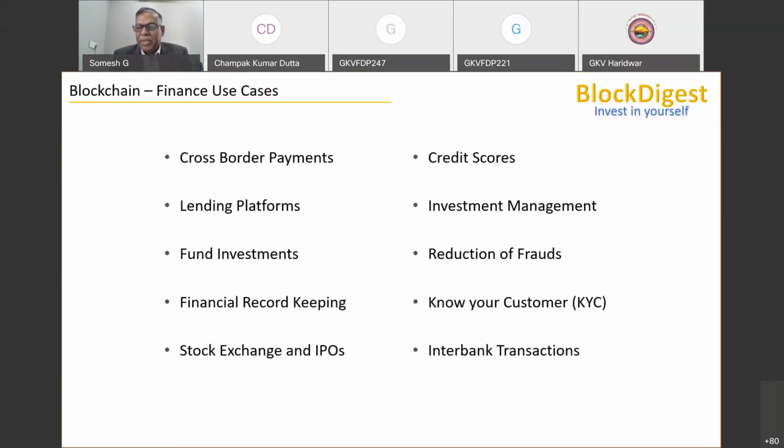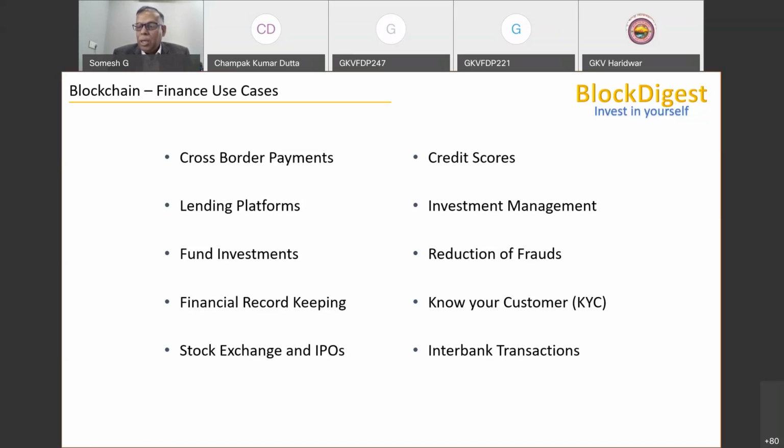You have cross-border payments. That's another big use case, and the Ripple blockchain network is being used in a very big manner on cross-border payments. All the Vostro Nostro networks are getting reduced, and Ripple has become a multi-billion-dollar organization based on this. Lending platforms, investments, record keeping, stock exchanges where there are multiple parties, IPOs, keeping credit scores, investment management, reduction of frauds because you have the complete traceability.